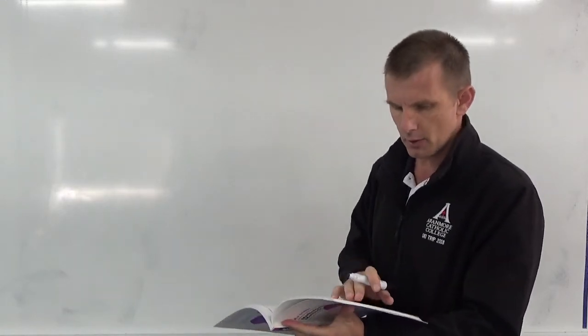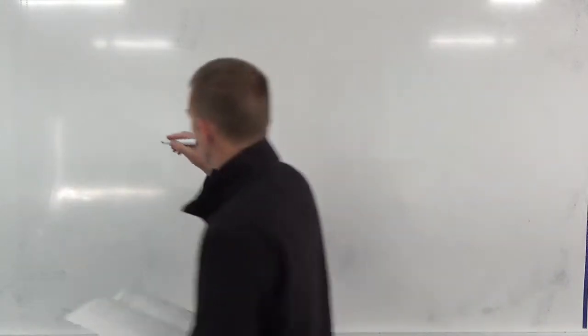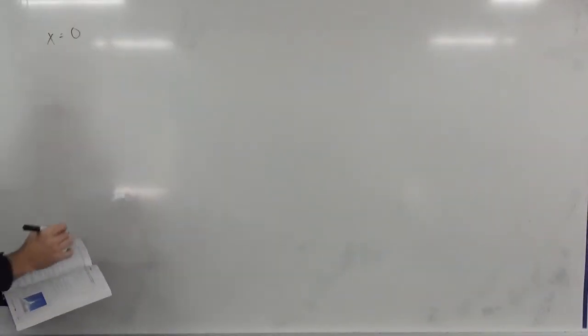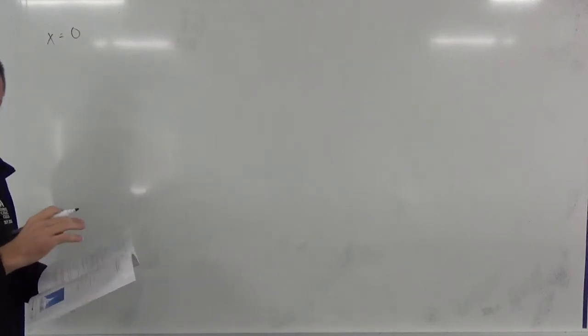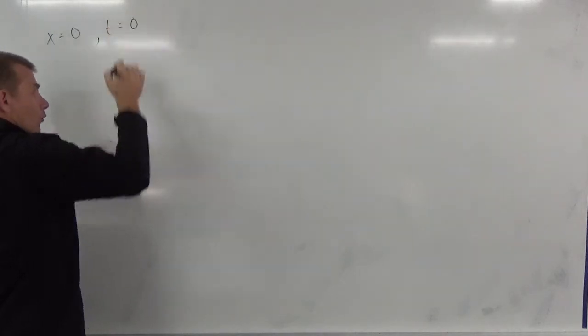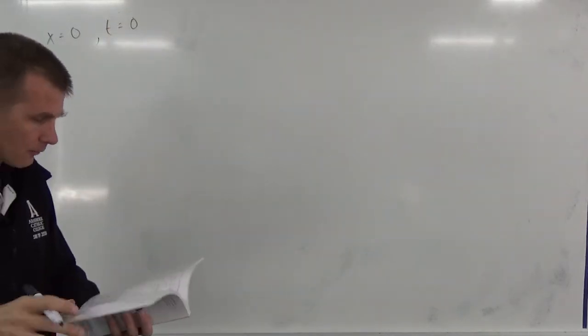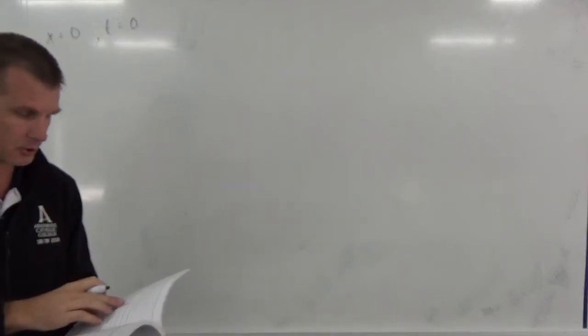So it says a body initially at origin O. So I'm going to start with x equals 0, because x is my displacement formula. And if it's at the origin, then x has got to be equal to 0. Now because it says initially at the origin, that means x equals 0 and t also equals 0. So that's just in the first five words, we've got two pieces of information.